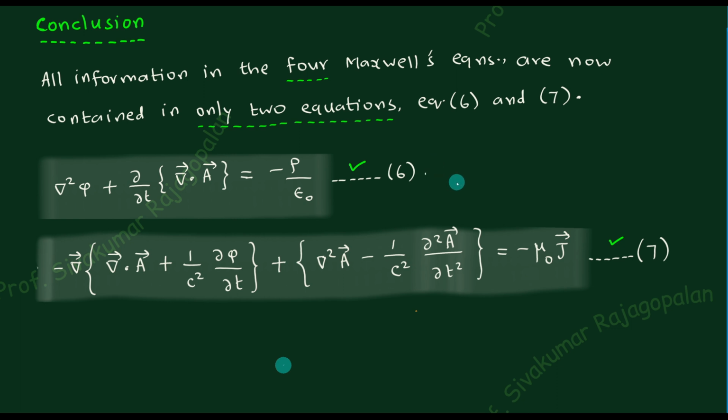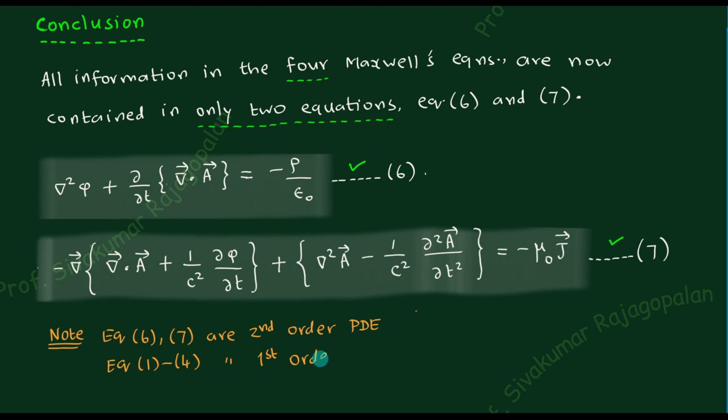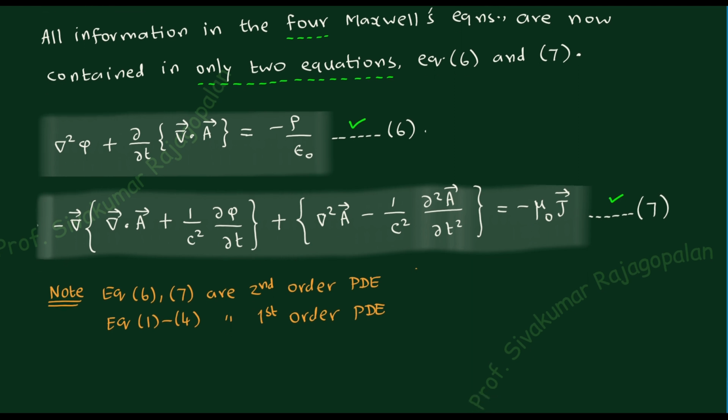Typically we say that the price we paid in doing this exercise is that we have increased the order of the differential equation. That is the ultimate meaning, and this particular point I would also like to write down. So this statement I will write down: equation number 6 and 7 are second order partial differential equations, whereas equation number 1 to 4, all four of them, are first order PDEs. So which one is the potential formulation? You already know, equation 6 and 7, that is the potential formulation.